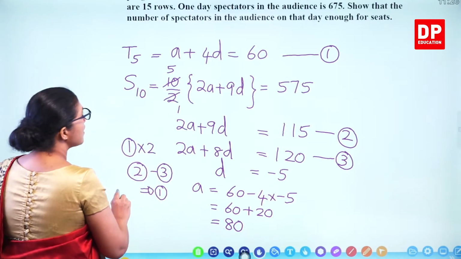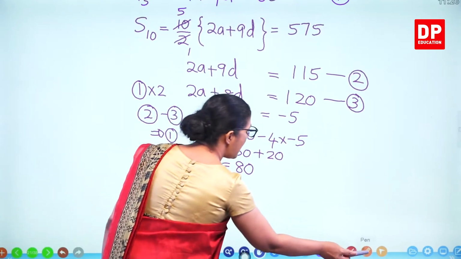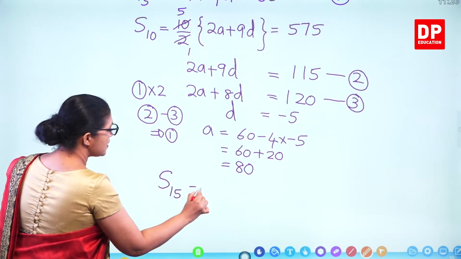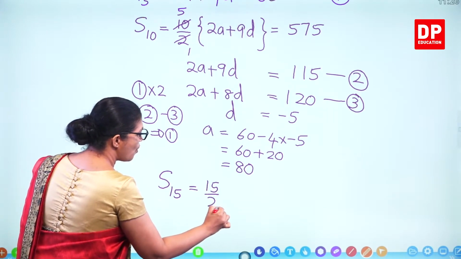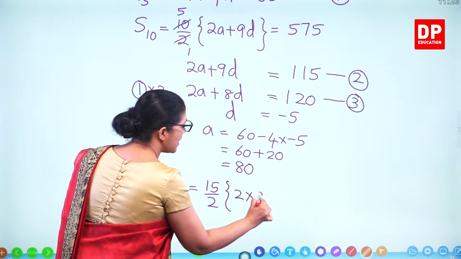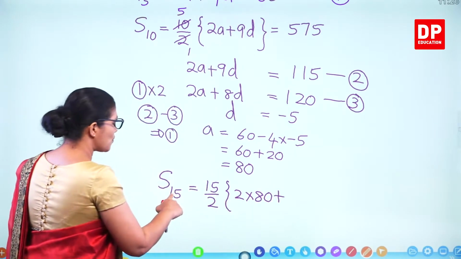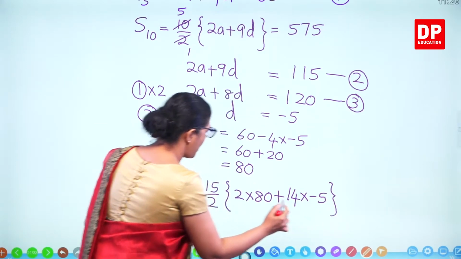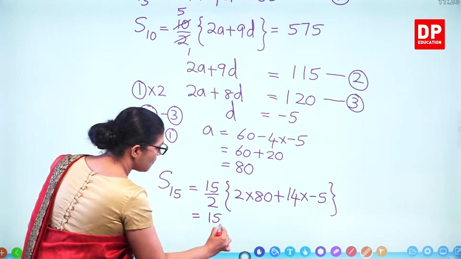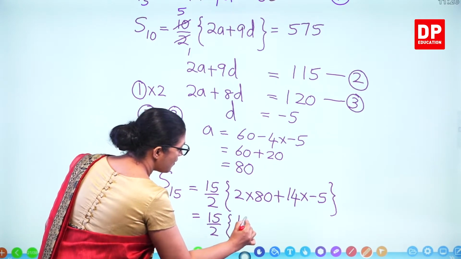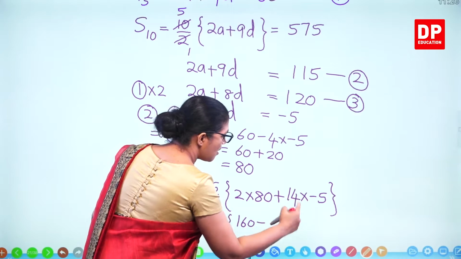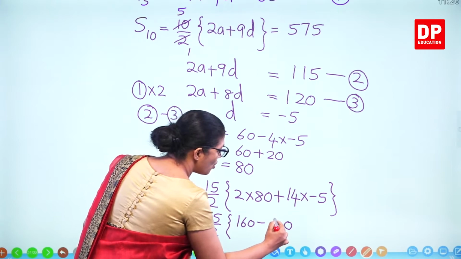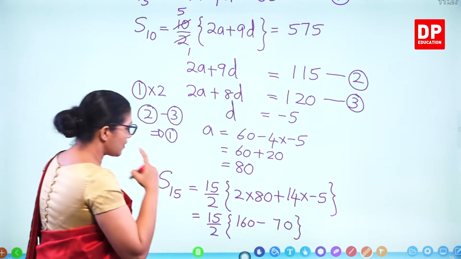So we'll check. Now we found out a and d. So S15. S15 is 15 over 2. 2 times a, that's 80, plus n minus 1, that's 14, into minus 5. We'll find out the answer. 15 over 2. This is 160 minus 5 times 4, 20, and 5 times 1, 5, plus 2, 7. So what's the answer here?